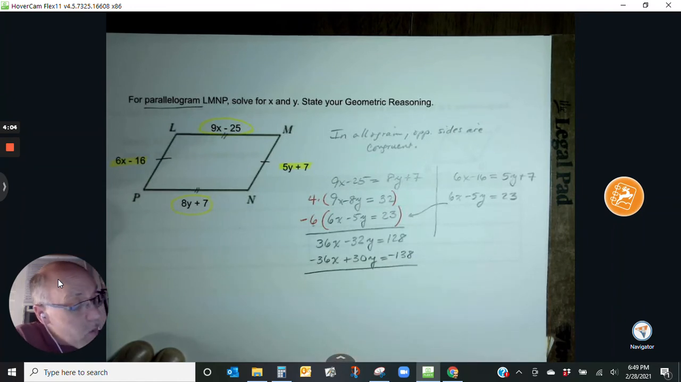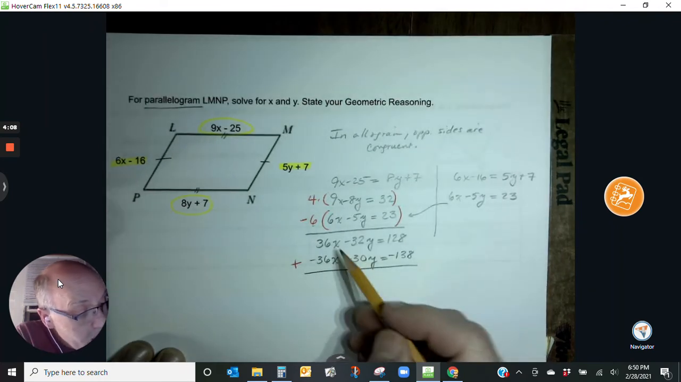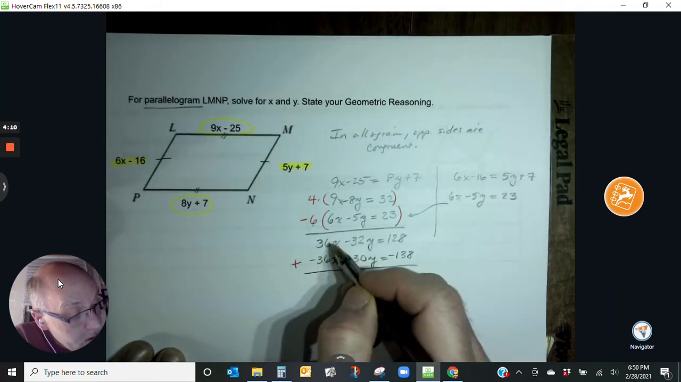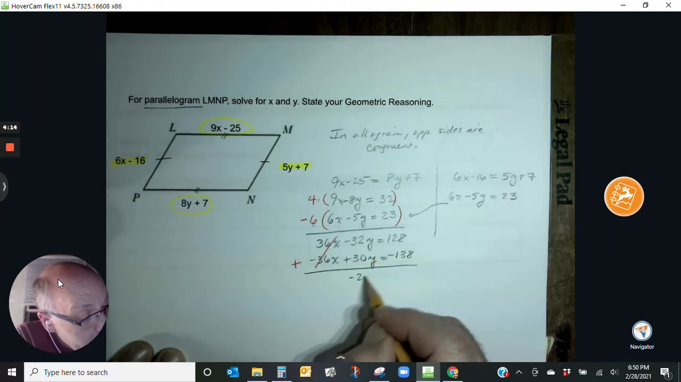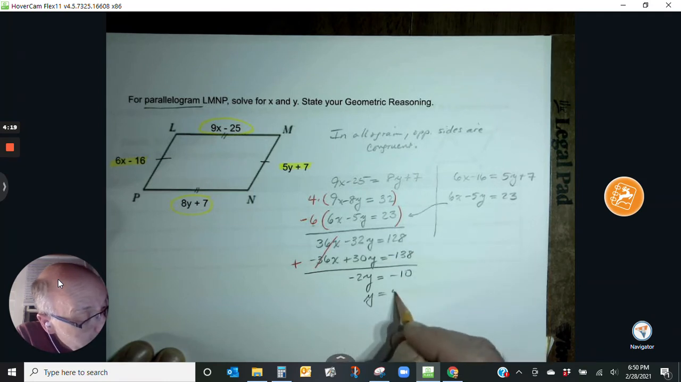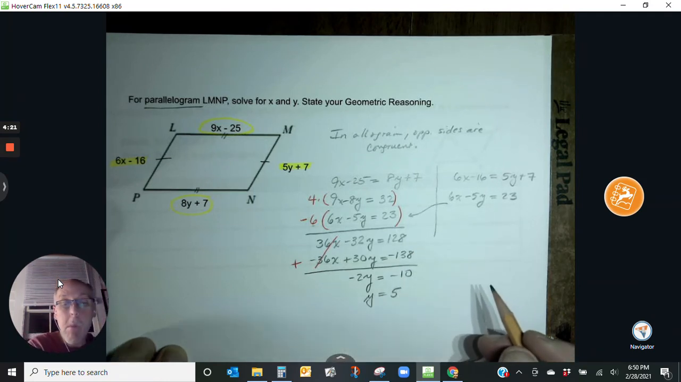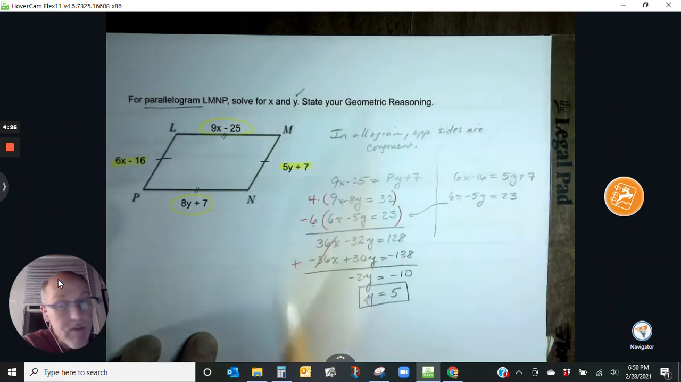And so now when I add these two, these x's will zero out. I'll be left with negative 2y equals negative, oh, that's convenient, and y is 5. So I have my y value. So one of the things that I'm looking for, I have.